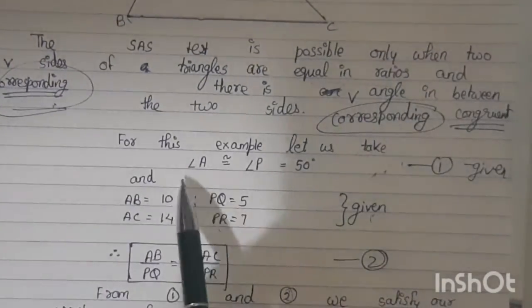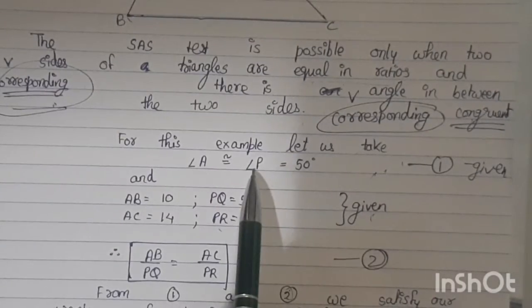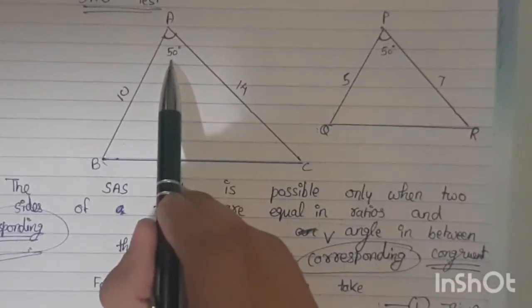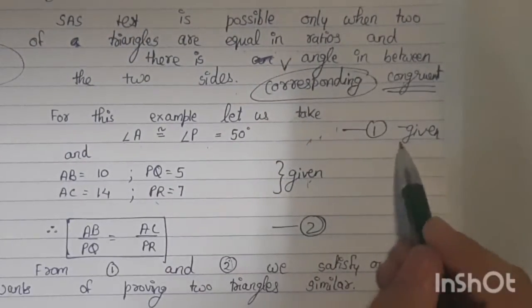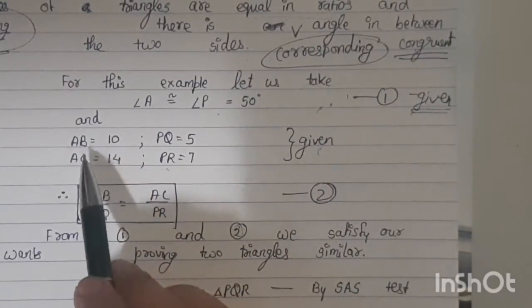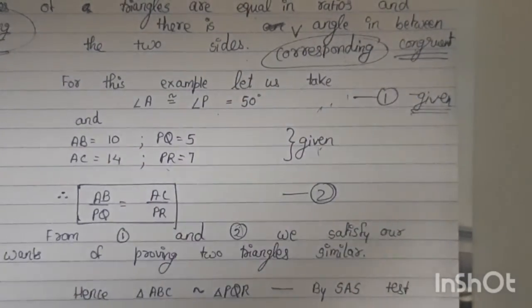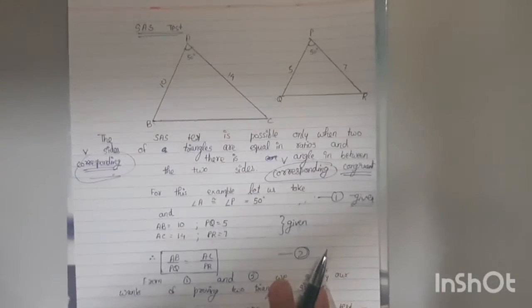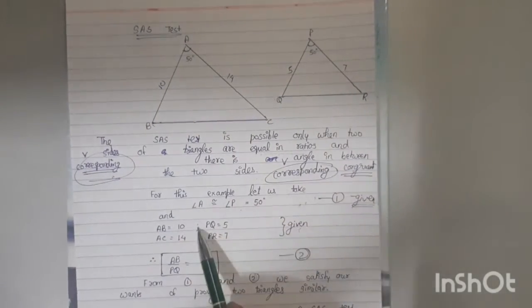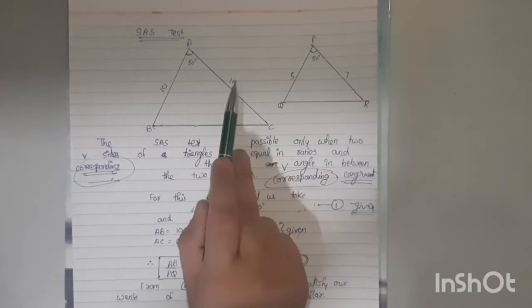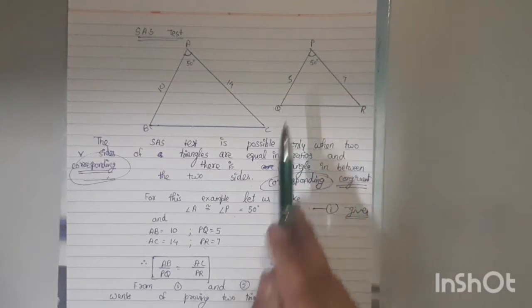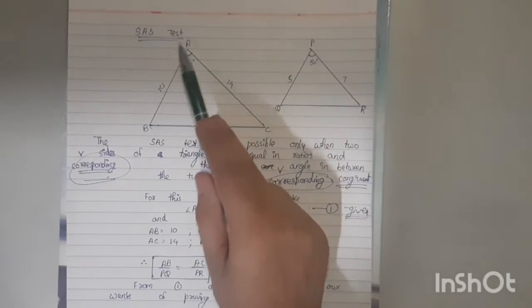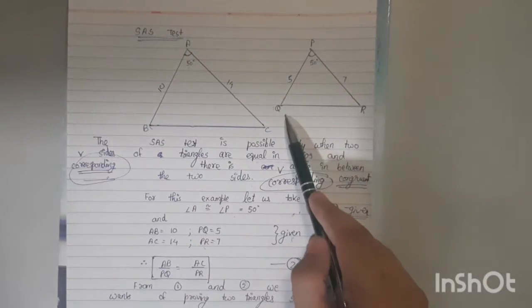Angle A is corresponding to angle P and is congruent to angle P. Angle A is 50 degrees, angle P is 50 degrees, and it is congruent. This is given. And measures of the triangles are given. So let us consider them. AB is equal to 10, AC is equal to 14, PQ is equal to 5, and PR is equal to 7. So now let us find which side is corresponding to AB, PQ.